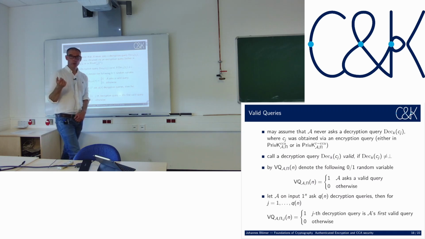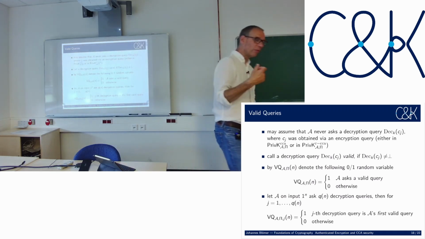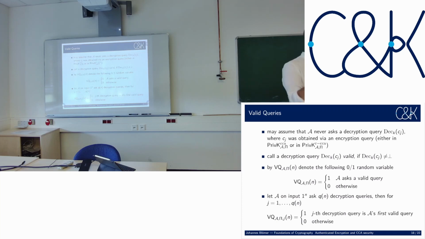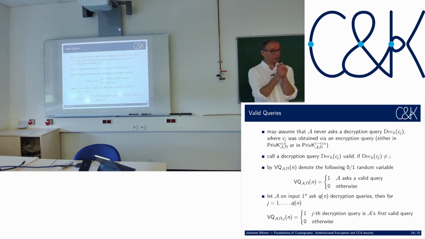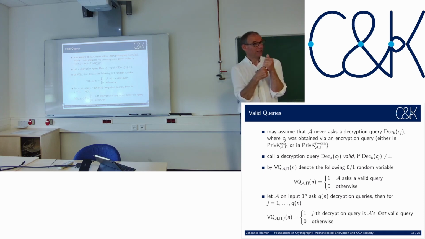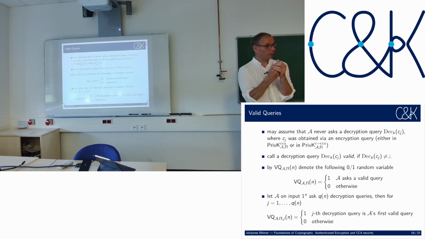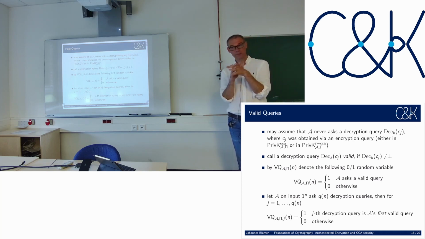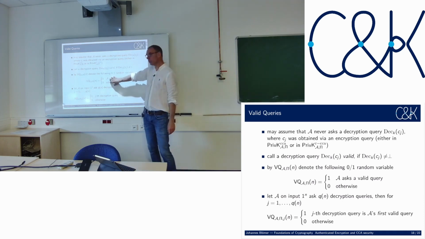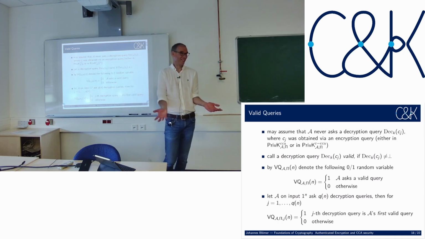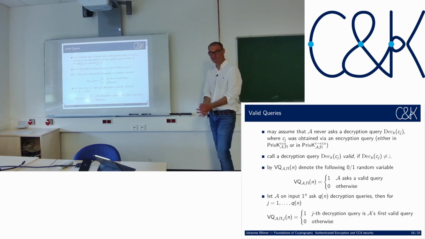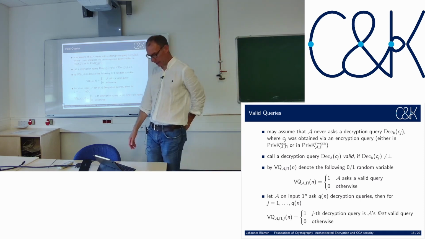So VQ1, VQA,pi,1 is 1 if the very first decryption query is already valid. VQA,pi,2 of n is 1 if the first decryption query is invalid, but the second one is valid. VQA,pi,3 is 1 if the first two decryption queries are invalid, but the third one is valid. What we'll use is that these random variables are a disjoint partition. There's always just the first time, and that first time is unique. That will help us in analyzing these things.